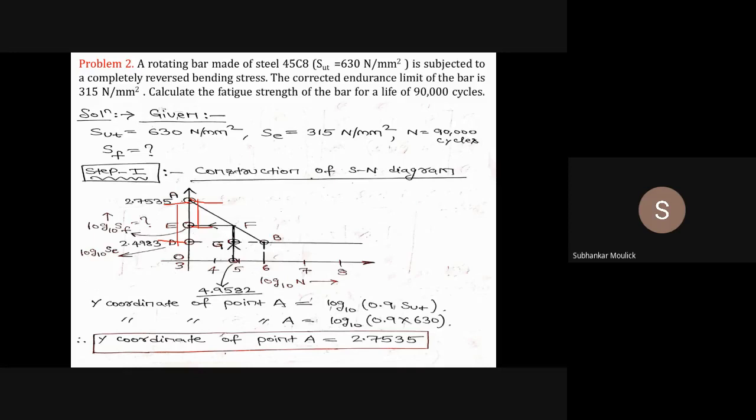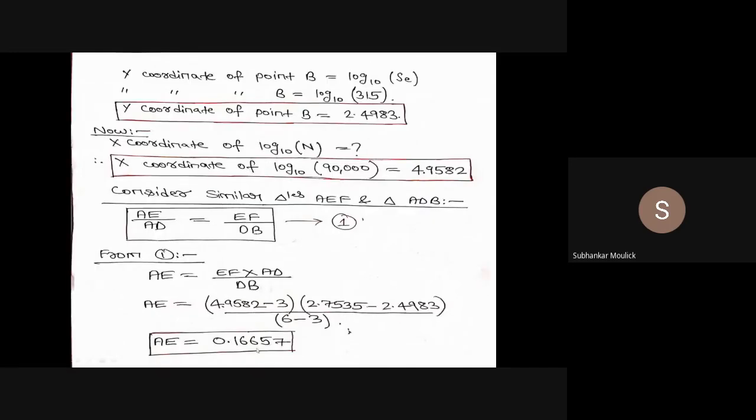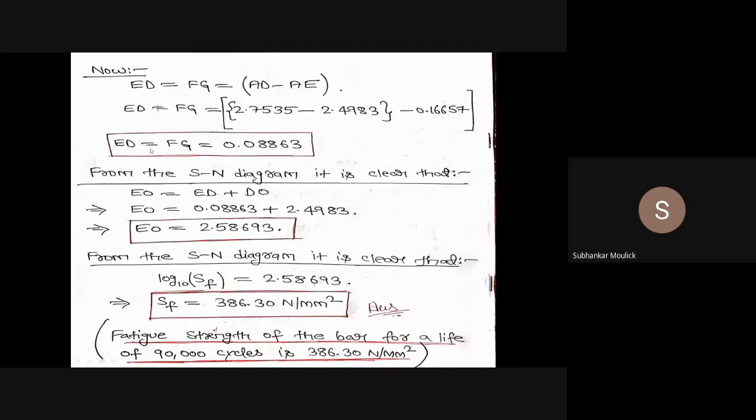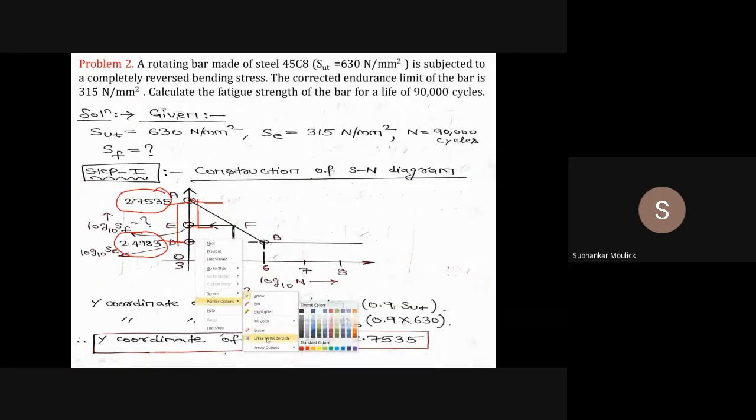So let us find out what is AD. AD is 2.7535 minus 2.4983. So 2.7535 minus 2.4983 minus AE, and AE we have just calculated, 0.16657. If I solve this expression, I will get the value of ED, which is equal to FG, that is 0.08863. Is it clear to all of you? Yes, sir. Clear. Fine. So this is ED.